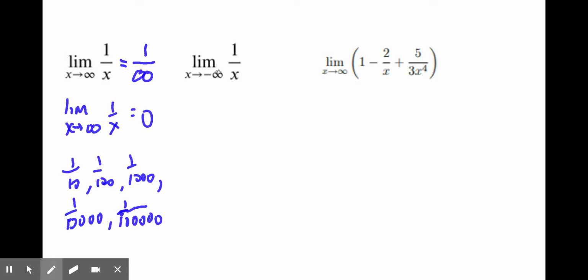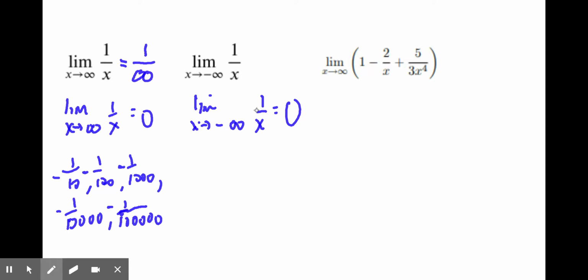All right, now let's try this. Slightly different. The limit as x goes to negative infinity of 1 over x. Well, slightly different, but same result. As x goes to negative infinity of 1 over x, you get 1 over something really big, but really negative. But again, does it really matter? Put negatives in front of all these numbers that we just talked about. Negative 1 over 10, negative 1 over 100, negative 1 over 1,000, negative 1 over 10,000, negative 1 over 100,000. The result still goes to 0.